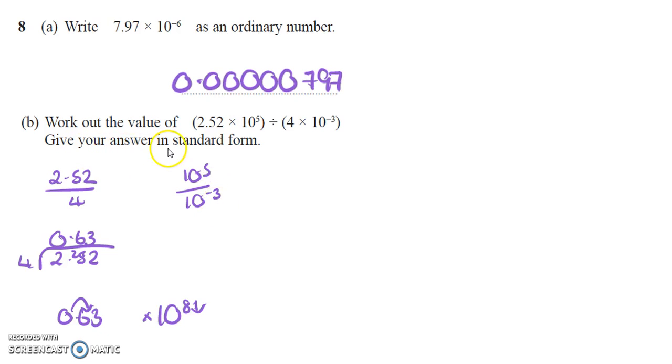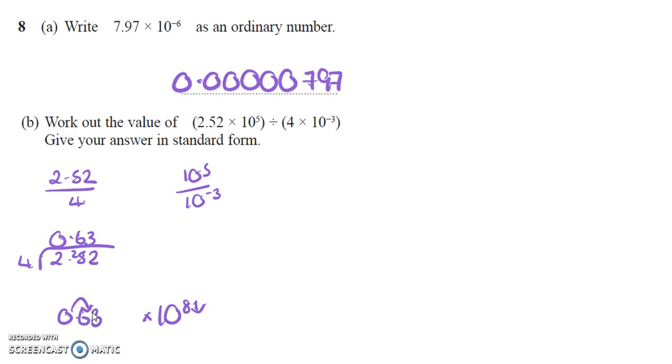Now, the answer is supposed to be in standard form, and some students will leave their answer like this and will drop a mark. This is not standard form because this number here is not between 1 and 10. Okay, so this needs to be between 1 and 10. The way to make it between 1 and 10 is we're going to times it by 10 to make it 6.3.